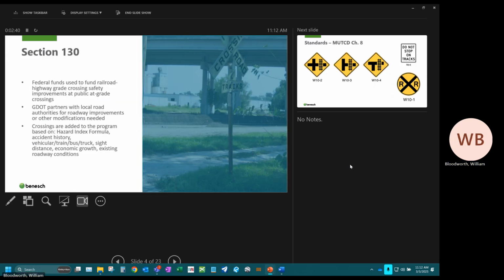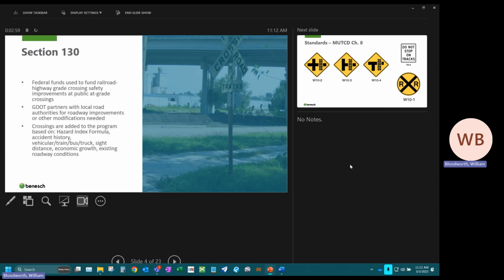Okay, Section 130 is a bucket of federal funds out of FHWA used to fund railroad highway grade crossing safety improvements for each state. So every state has a Section 130 program. They all run a little differently. We're very familiar with the Georgia one. Don't ask us any other state questions, please.